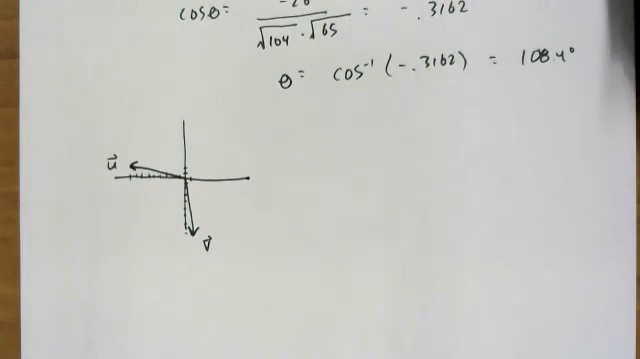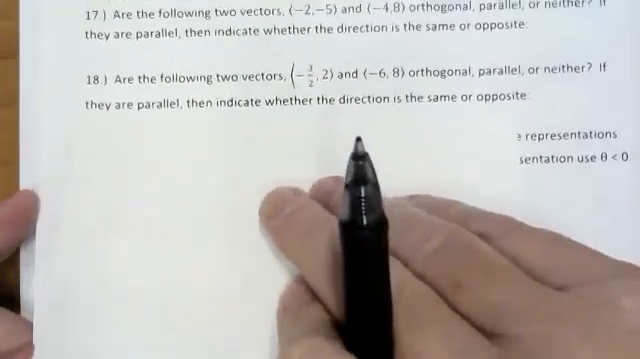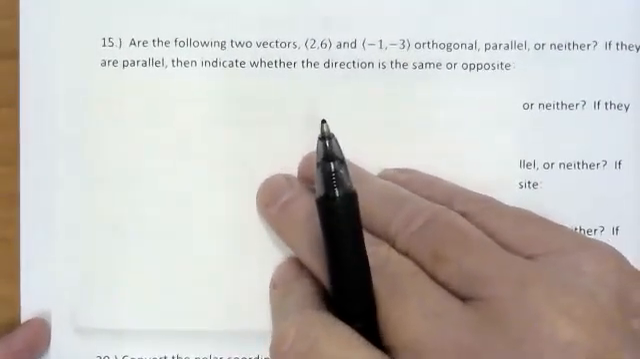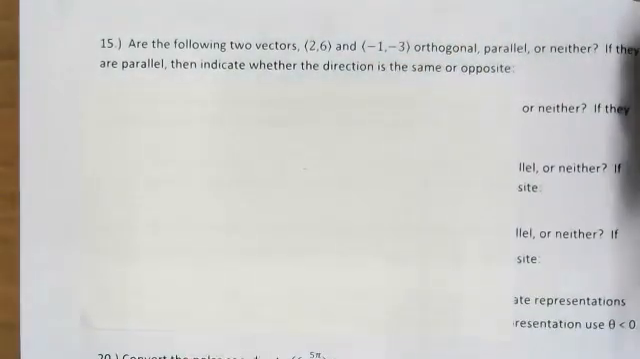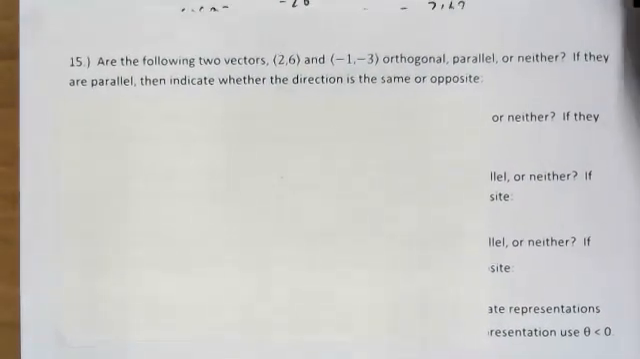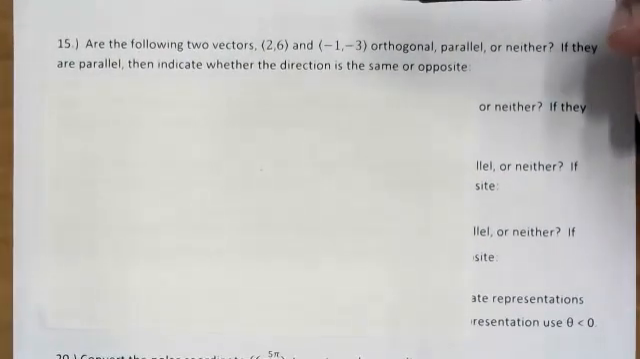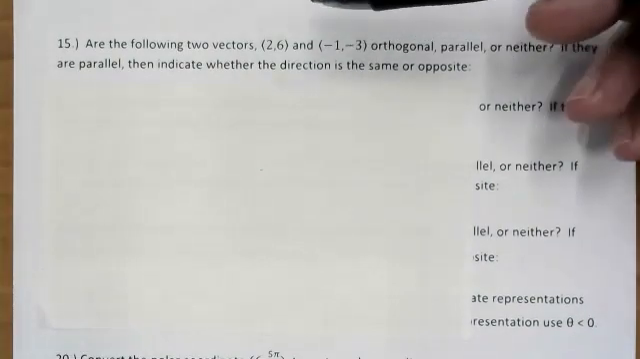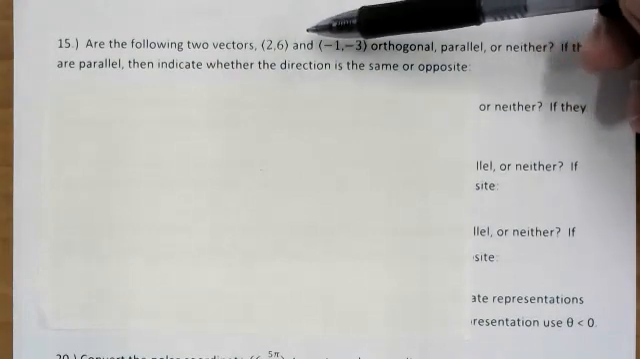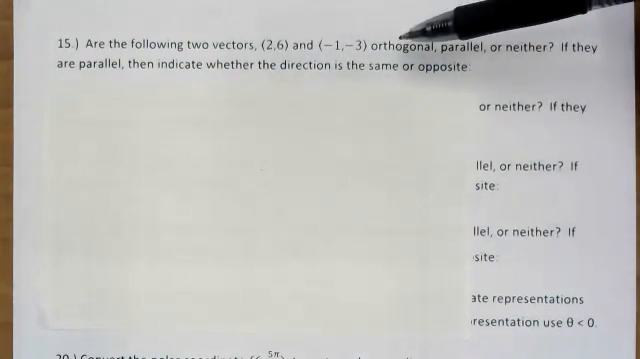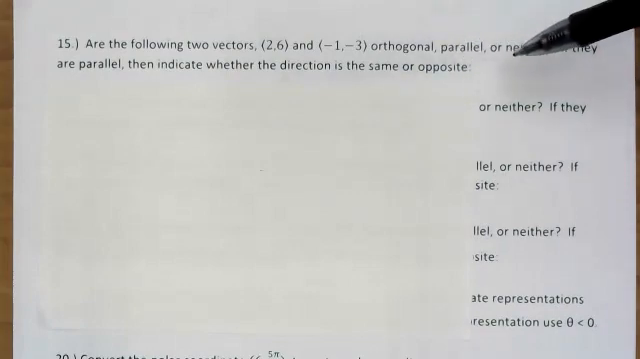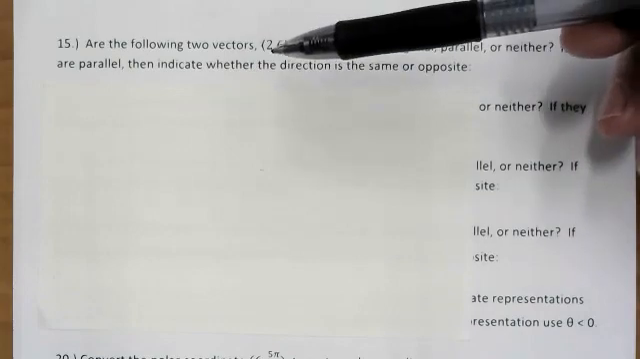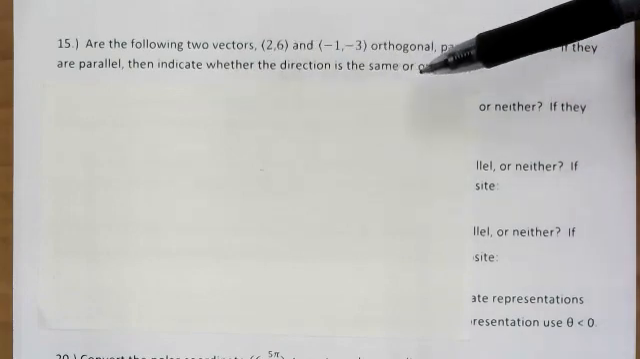Now, let's look at the next problem. The next 4 problems are all similar. So let's just look at the first one, then we could do them all. So now we're still going to be using the formula we were just working on. Here's another kind of problem that we can use that formula for. The question is, are the following 2 vectors orthogonal, are they parallel, or neither? And if they are parallel, then indicate whether the direction is the same or opposite.